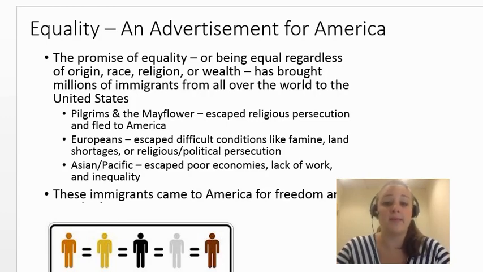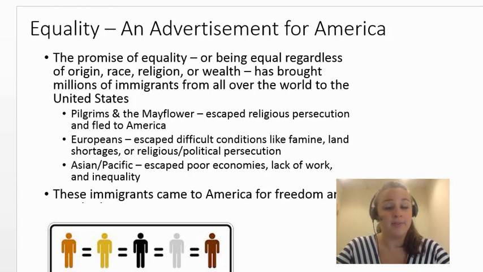The Pilgrims and the Mayflower. Now, the main reason they wanted to come here to the United States was to escape religious persecution. Or in other words, people in Europe did not like the fact that they believed in something different, and they were mistreated because of that. So they decided to come here where they could be treated equally.